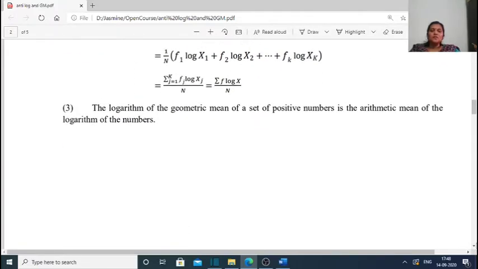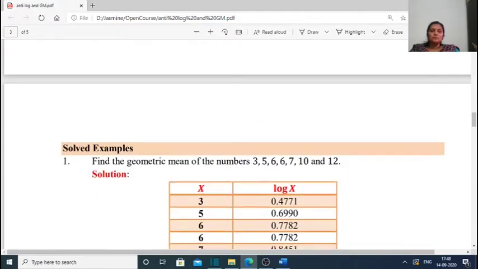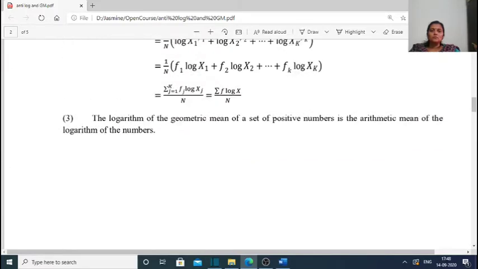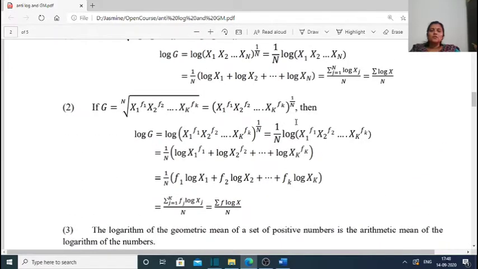And if G equal to nth root of x1 raised to f1, x2 raised to f2, etc., xk raised to fk, then G is x1 raised to f1 into x2 raised to f2 into etc., xk raised to fk, all power 1 by n.